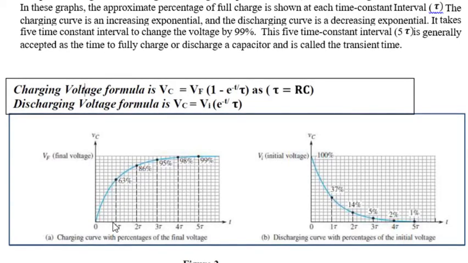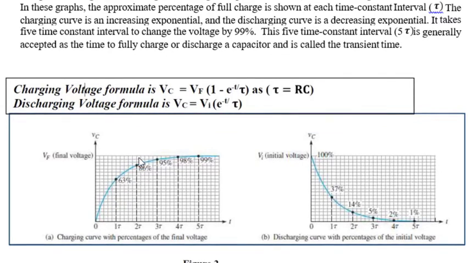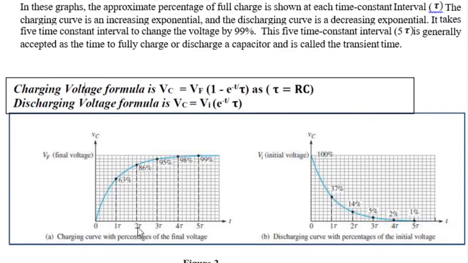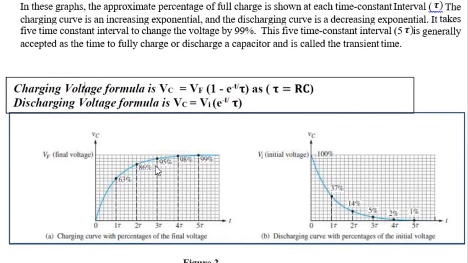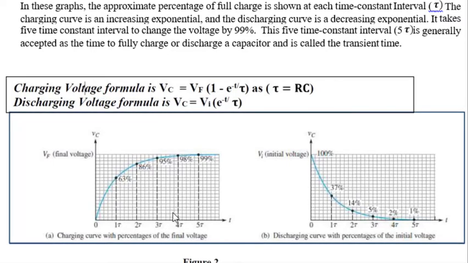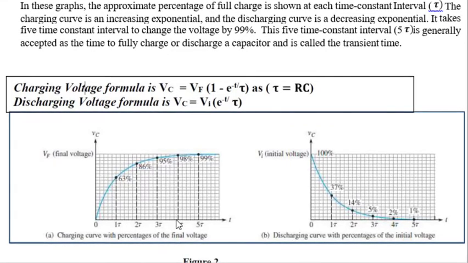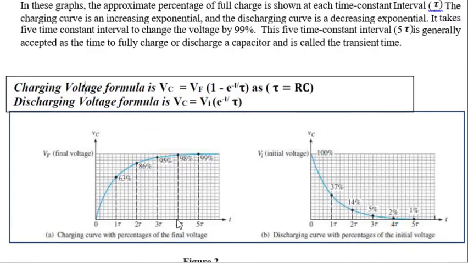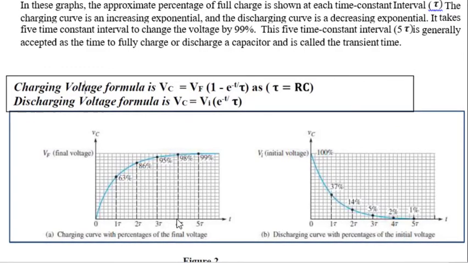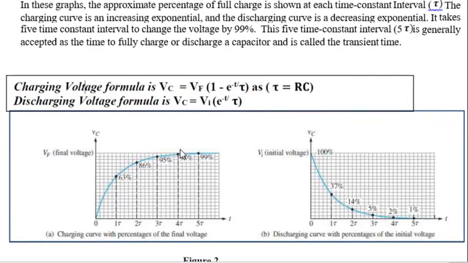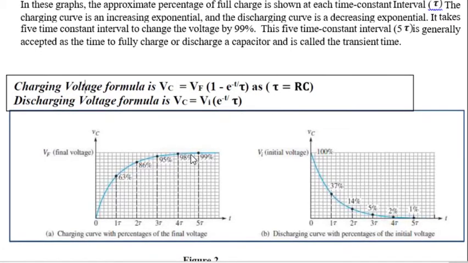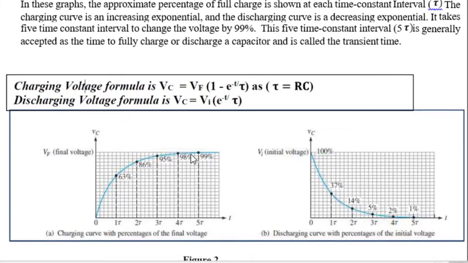the voltage across the capacitor will be 63%. After two time constants, the voltage will be 86%. After three time constants, the voltage across the capacitor will be 95%. After four time constants, the voltage across the capacitor will be 98%. And after five time constants, the voltage across the capacitor will be 99%.